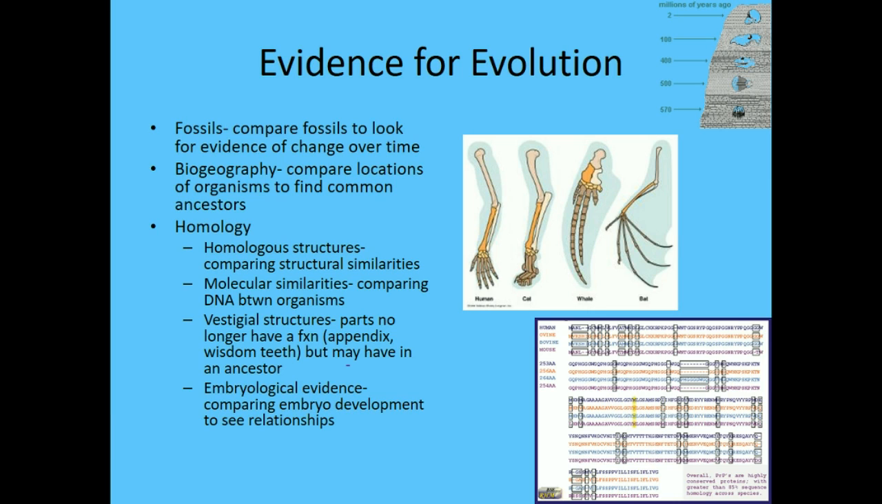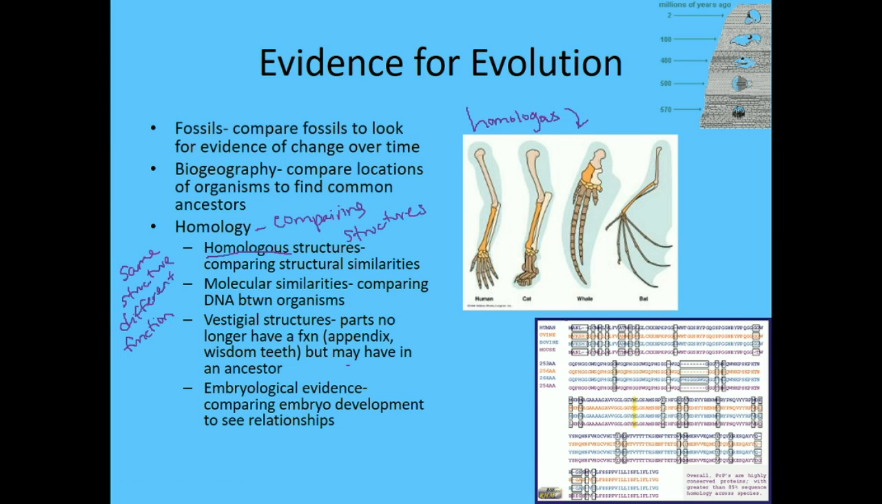And then we can also use what we call homology, which is basically just comparing structures. There are two structures listed here. You have homologous, which is the same structure, different function. They structurally look the same, but they serve different functions. This image up here of all of these, what look like arms, these are homologous structures.